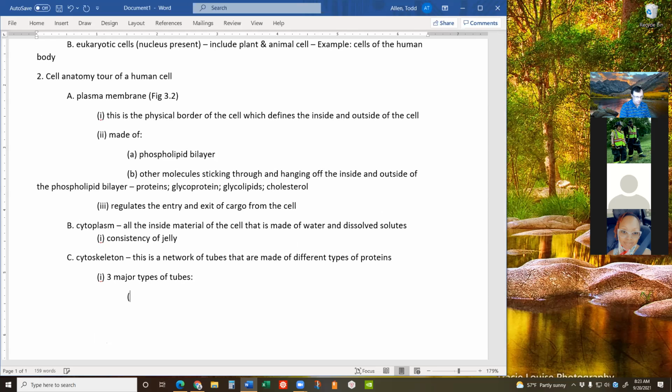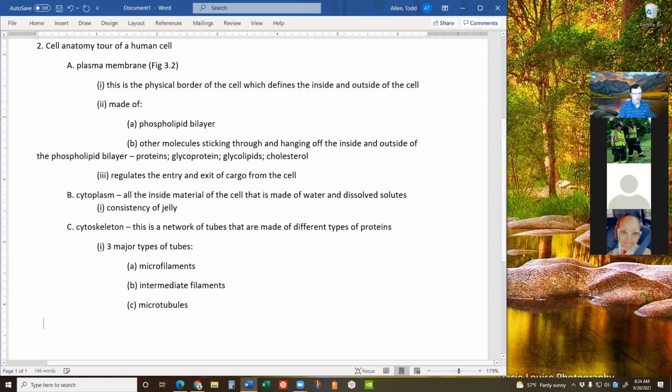They are microfilaments, intermediate filaments, and microtubules. I'm not going to go into detail about what the composition of these tubes are at this time, but I'm going to tell you a little bit more about the broad purpose of the cytoskeleton. Okay, so these are the three major types of tubes that make up the cytoskeleton. Yes, they are made of different kinds of proteins.